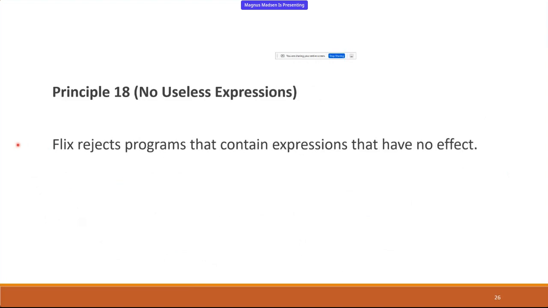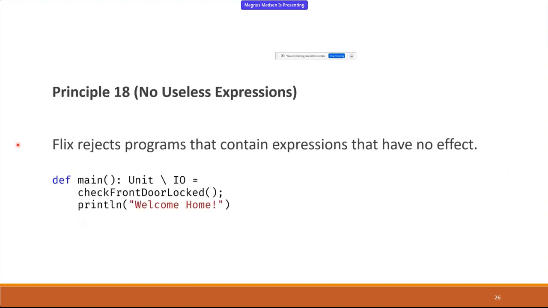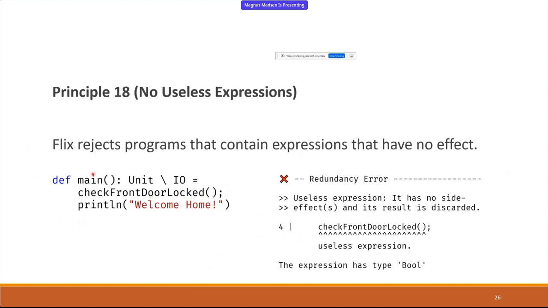Another principle we have, very much inspired by this value of valuing correctness, is that Flix should do what it can to reject programs that contain useless expressions. So what is a useless expression? Well, a common mistake is you have something like this, where you call a function, check that the front door is locked, or maybe I should have said unlocked, and print welcome home. But actually, it turns out that this function doesn't do anything. It just returns a Boolean, has no side effect, and you discard the Boolean.